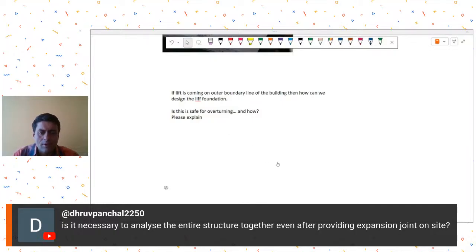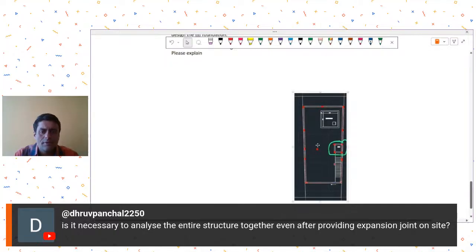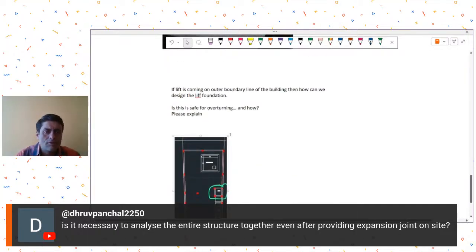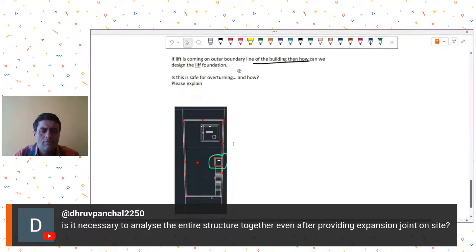Then Mr. Rohit Dogra has another query for which he has put this image. And what does he say? If the lift is coming on the outer boundary line of the building, then how can we design the lift foundation? Is this safe for overturning? So he has this lift coming right on the boundary, and then these are the columns.